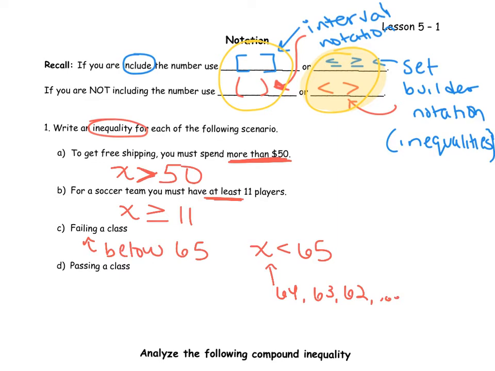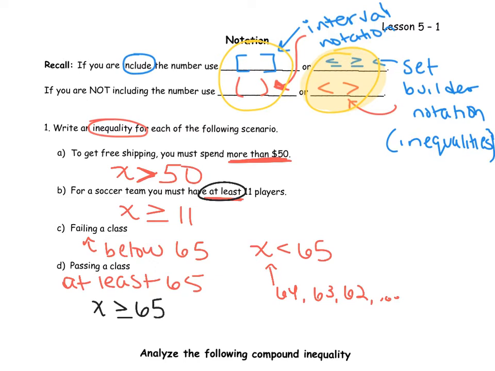Anything lower, but you would not include 65. Okay, and then to be passing a class, you have to have a grade of at least a 65. So you have to have at least a 65 to be passing. So to have a grade of at least a 65, we're looking at greater than or equal to again. Remember, at least here we said was greater than or equal to. Okay, so I'm looking at least a 65, so I have x is greater than or equal to 65.